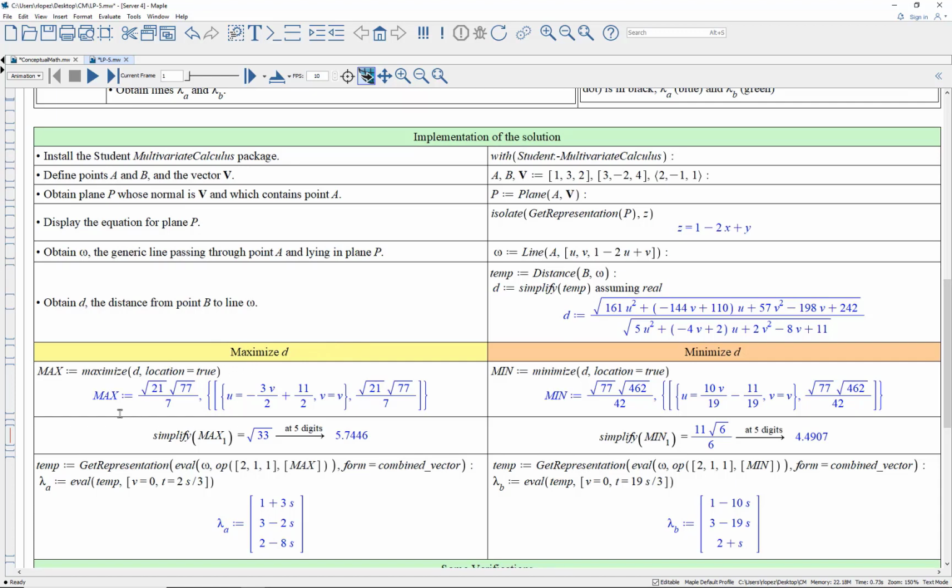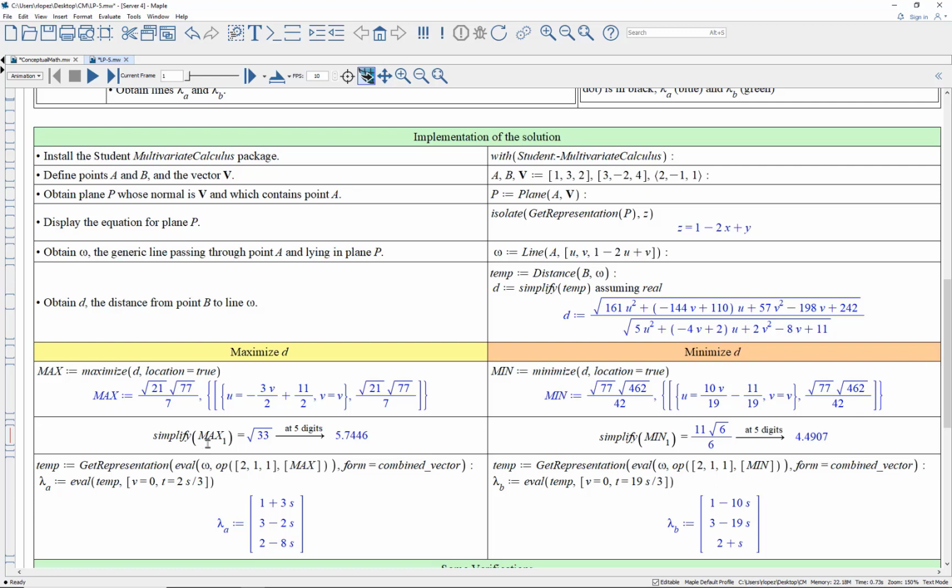To maximize, I use the maximize command, and this option location equals true gives the values of the parameters at which the maximum occurs. And you have a minimize command, minimize, same option. The return here is the maximum value, and this is the location information, and the maximum value is repeated. And here, the minimum value, the location, and the minimum value repeated.